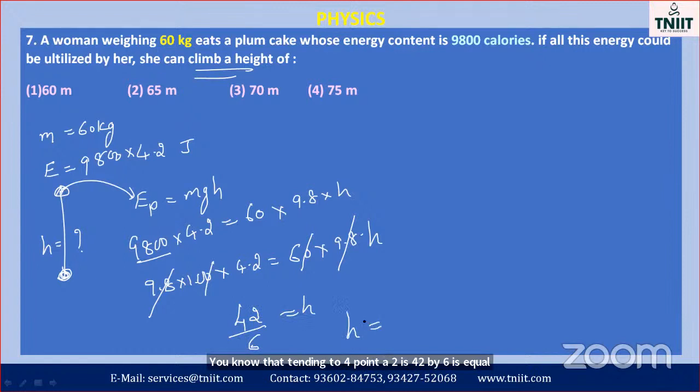So what is h then? 7 meter. Yeah, here I did wrong. 9.8 into 1000, no? Three zeros are there, 1000. So it will be 420 actually. So it will be 70 meters.